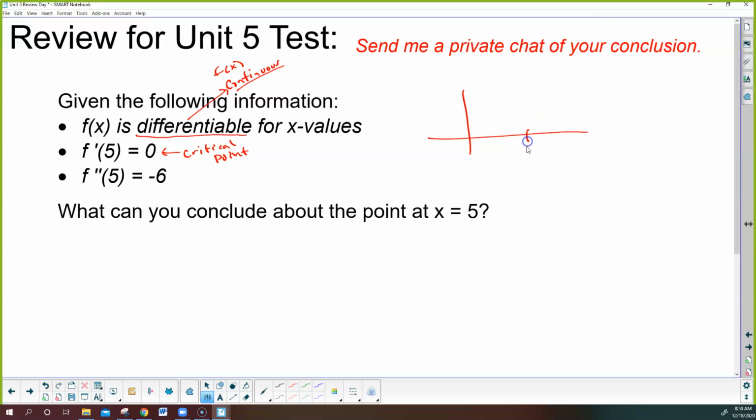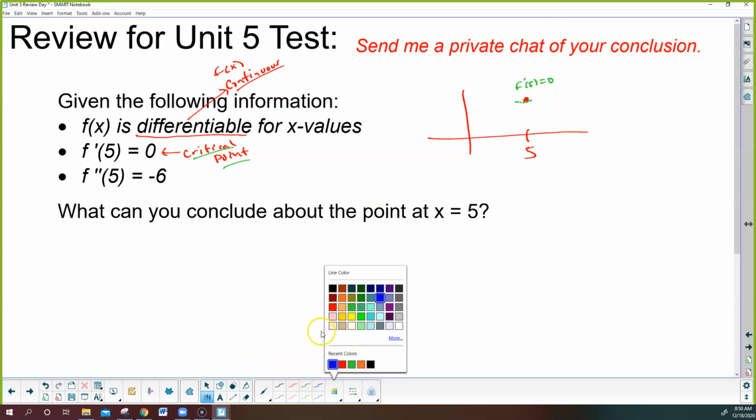Now, here's how I would approach this problem. We don't know exactly where this point is. We know that there does exist a point at 5. And we know that it's a critical point, which means the derivative at that spot has to be 0. Right? The slope is 0 at that small moment. But what other conclusions can we make?